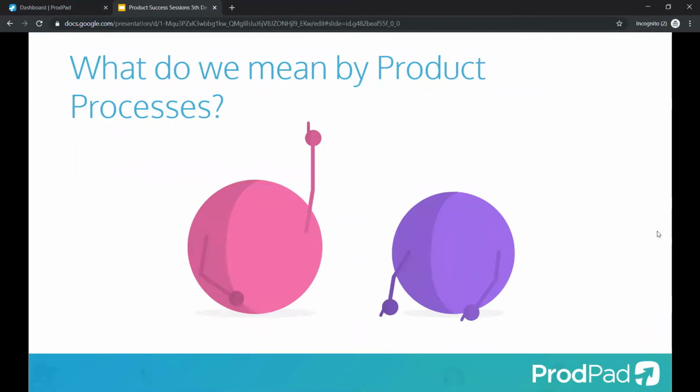First of all, we need to clarify what we are talking about when we're describing product processes. Essentially, these are any processes within your organization that surround bringing your products to life. Product doesn't sit in a vacuum. Product teams don't sit in a vacuum. You rely on different parts of the business who are interacting with customers or potential customers to help deliver a product and bring it to market.